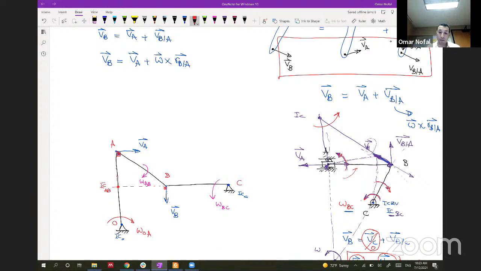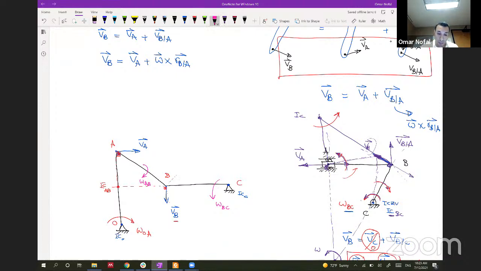If I get VB with respect to C, it will be equal to VB because VC is not moving. But if I get VB with respect to A, it will not be equal to VB. It's different in magnitude and direction because A is moving and I'm measuring B with respect to a moving point. So what do you think about the velocity of B with respect to A?